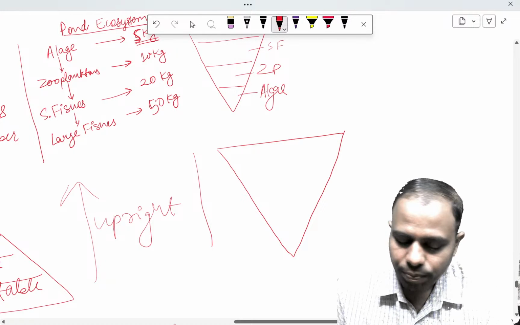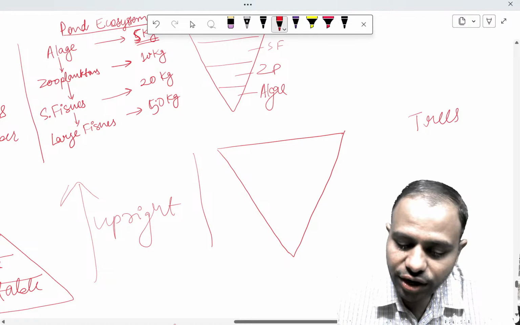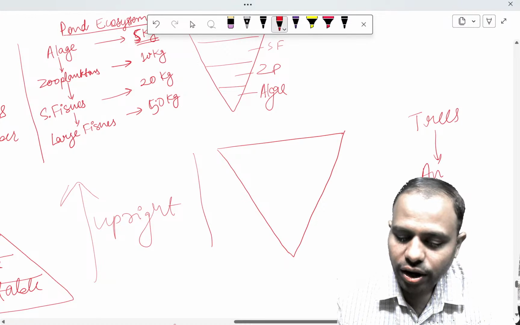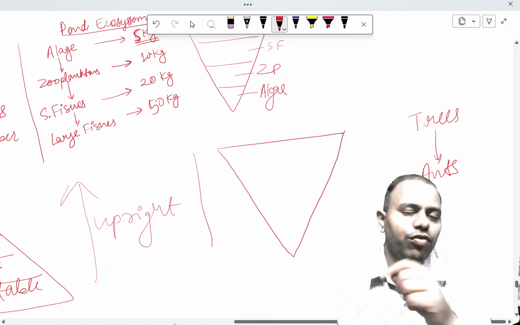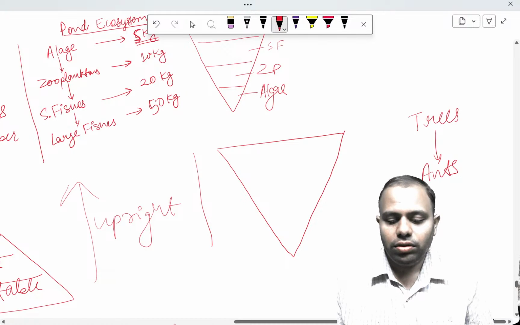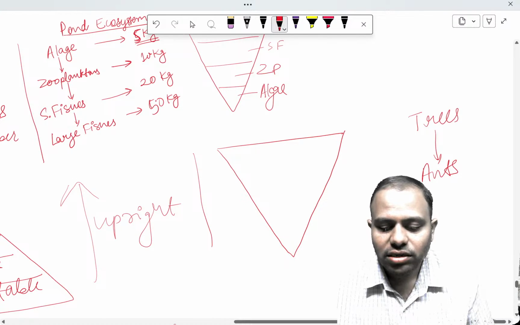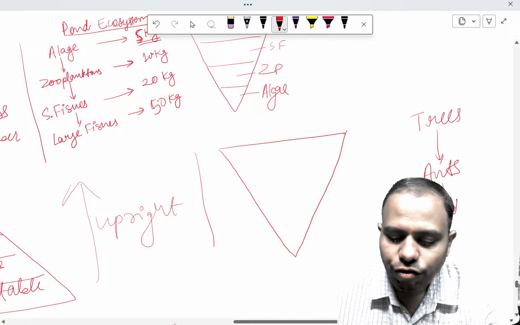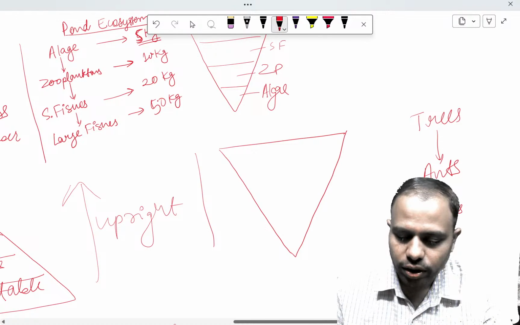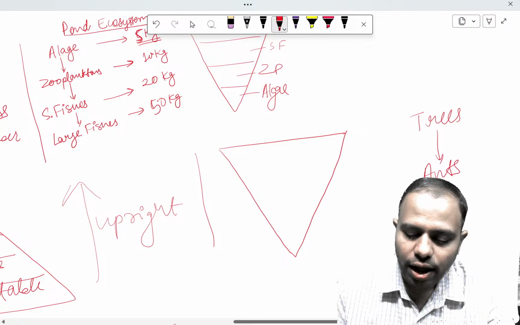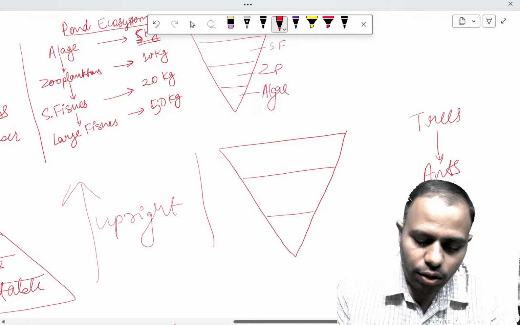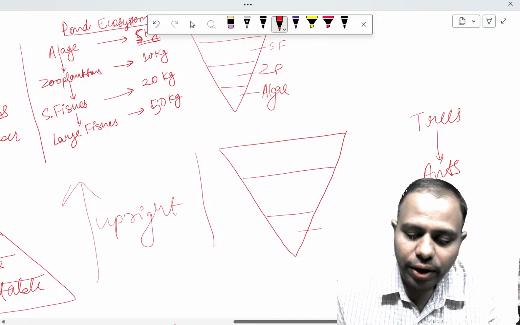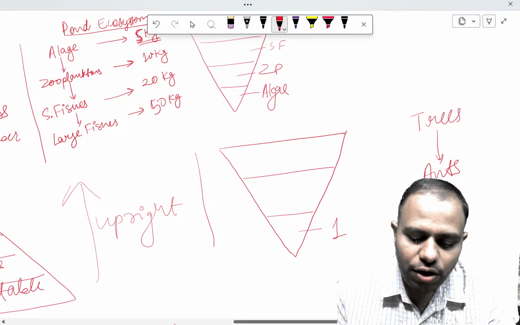So an example where trees are there, and lots of ants are living on that tree. We are talking about the pyramid of number, okay. The ants, suppose they are living on the trees. Now these ants are eaten up by a number of birds, okay. In place of ants, a number of birds. So according to the number pyramid, the producers will be placed at the bottom, and there is only one tree. Okay, we are taking an example.